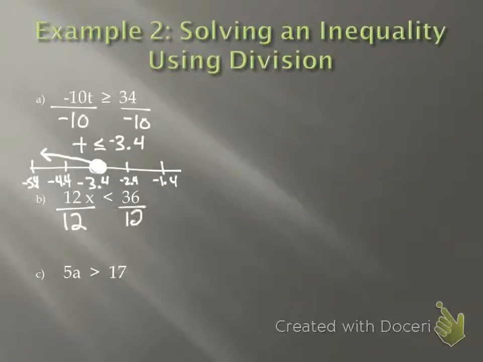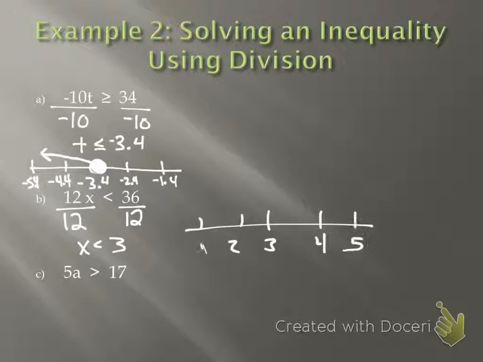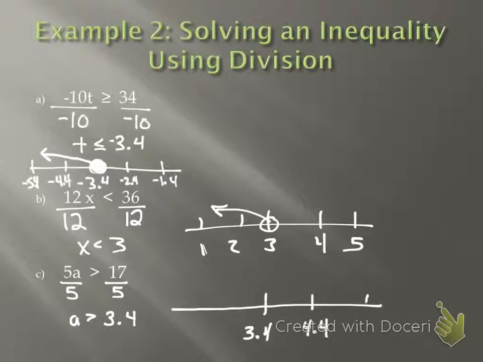Okay, so divide both sides by 12. Do I have to reverse my inequality? Is there any reason to? No, there's not. I didn't divide by a negative. Open dot on the 3, going left. Divide both sides by 5 on C, and I get 3.4 again, ironically, because this time it's positive. Open dot going right.